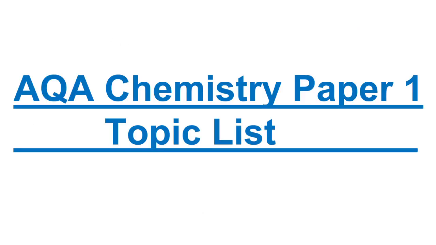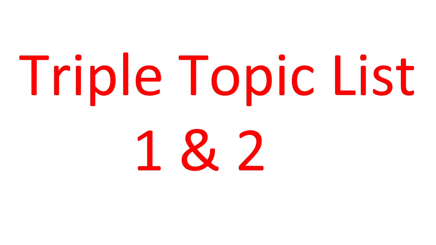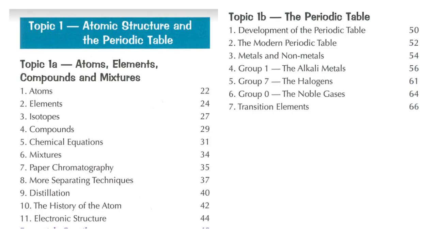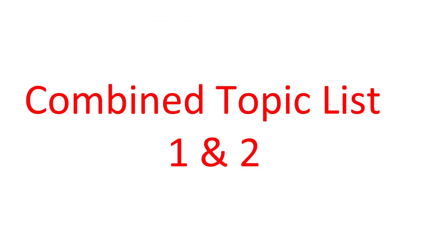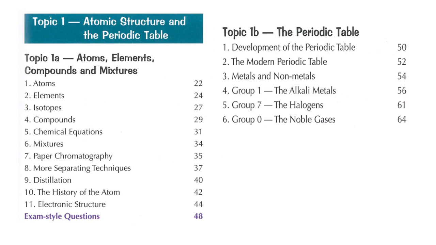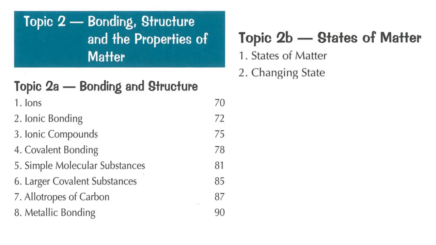All right, let's go. AQA Chemistry Paper 1 topic list, okay? Here's the triple topic list for Topics 1 and 2, and you might want to pause to have a quick look at this. Just atoms in the periodic table. And here is the combined topic list, okay? They've got rid of transition metals, but it's pretty much the same otherwise. And they got rid of nanoparticles, but it's pretty much the same apart from that, okay?